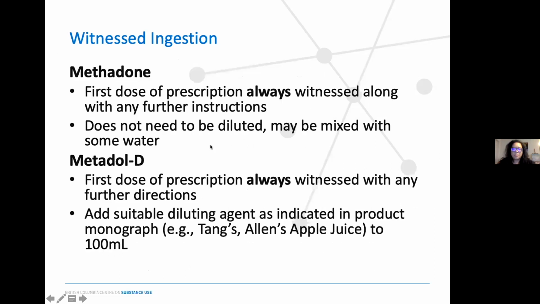So with methadone, again, the first dose is always witnessed and doesn't need to be diluted with a Methadose formulation. For the Methadone D formulation, it has to be made up to 100 mL in total, usually with Tang. And in the monograph itself, it also has apple juice, Allen's apple juice, because originally that was what was studied.